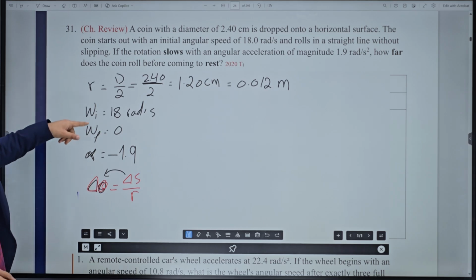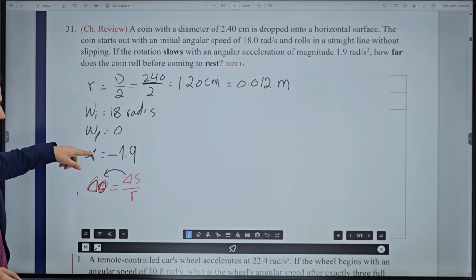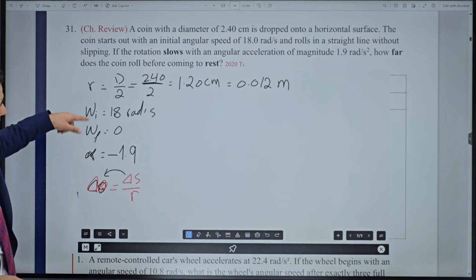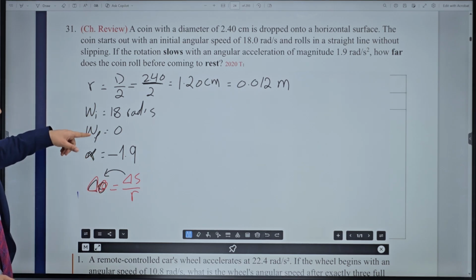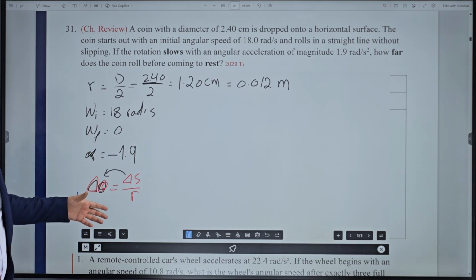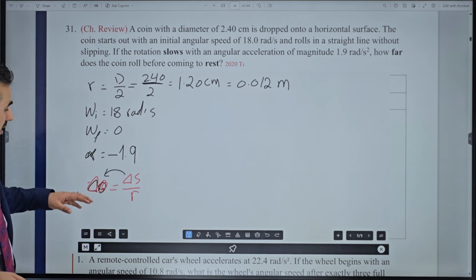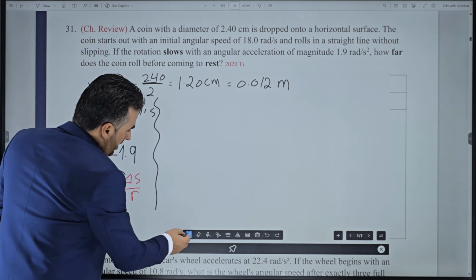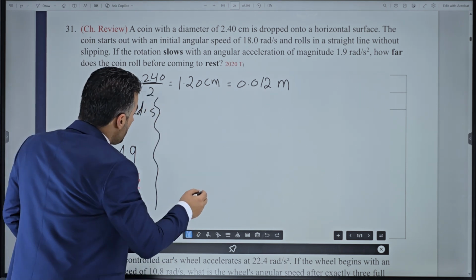Up to this point, you've noticed we have initial, final, angular acceleration, and now delta theta is required. So is delta time either given or required? The answer is no. So what equation do you think we should use? The fourth equation. Yes, and that is the correct one. Well done.